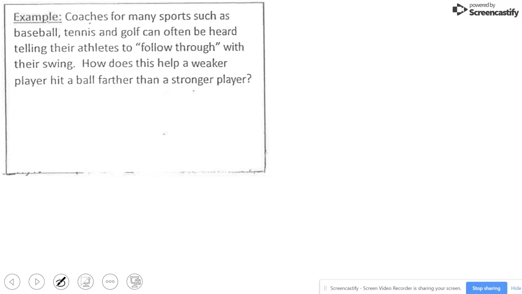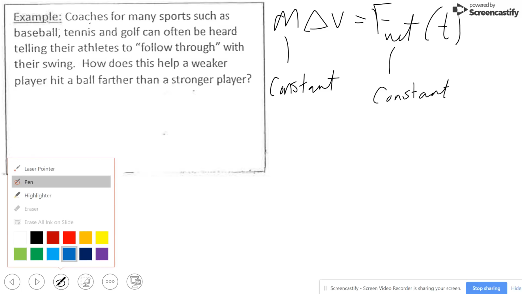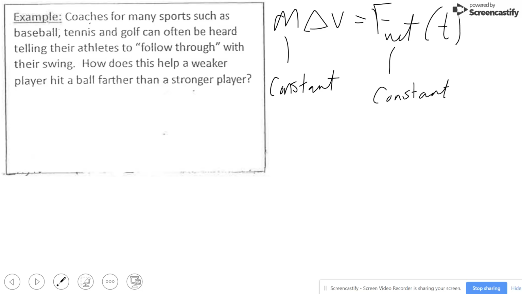So first thing we are going to look at is our formula. So mass times change in velocity equals net force times time. If you're looking at the players, there's going to be a couple of things that are going to be held constant regardless of the player. So what we're going to consider constant for this one is the mass and the force. So we're going to assume, even though this talks about weaker players here, we're not comparing a strong player with a weak player. We're going to see how following through helps our weak player.